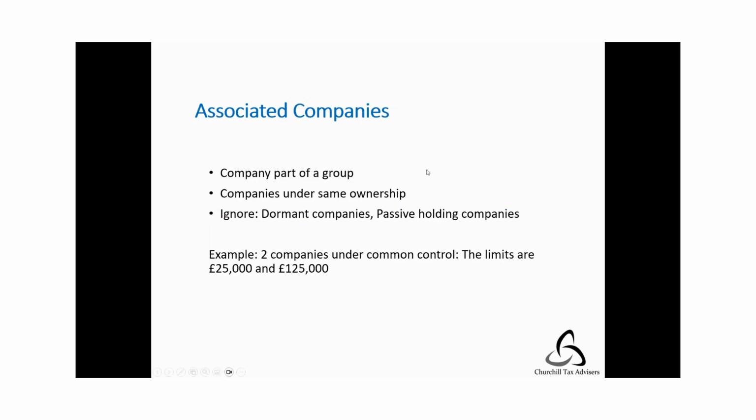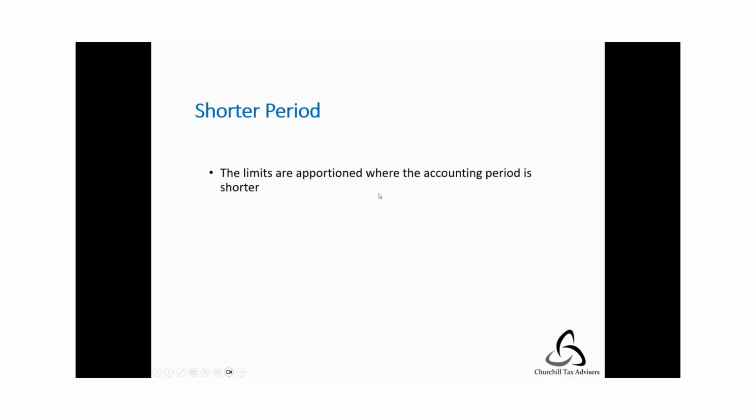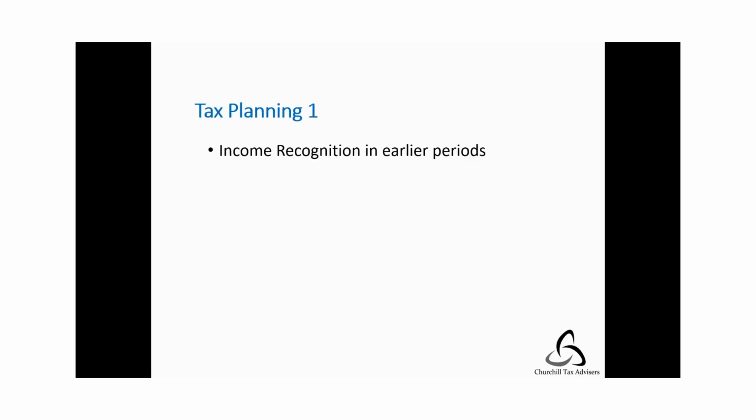Let's look at this. As I said, we've got 2 associated companies, under common control or part of a group. The limits are 25,000 and 125,000. The shorter period, I've discussed this before. If it's a shorter period, you will reduce the thresholds as well.